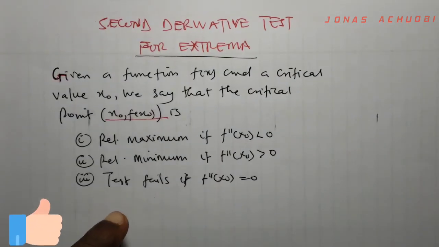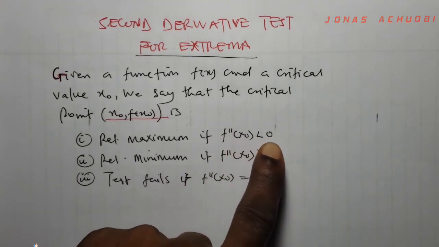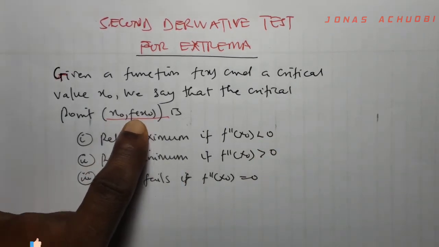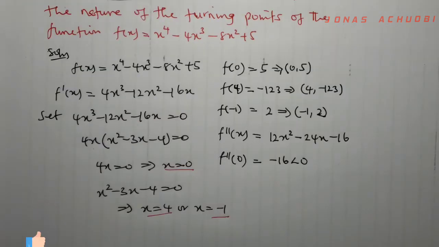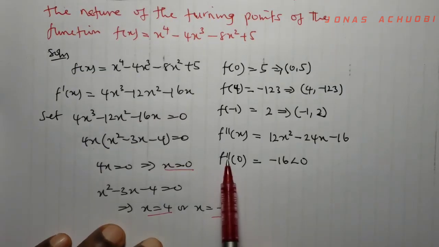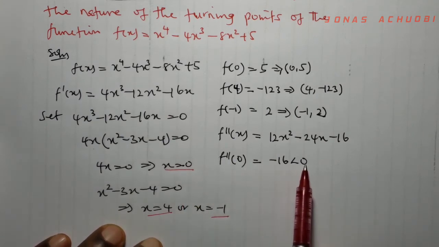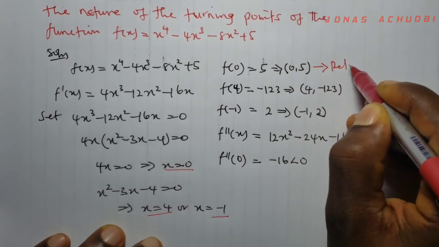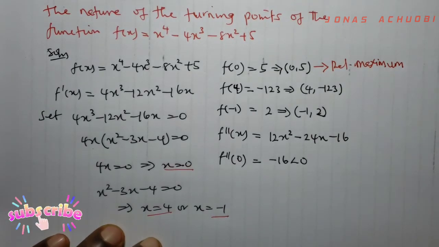We had said earlier that if the second derivative at a particular critical value is less than 0, then the critical point in question, x0, f of x0, must be a relative or local maximum. And here we have that f double prime at x equal to 0 is -16, and -16 is less than 0. So by the second derivative test, it makes this turning point a relative, or local, maximum.